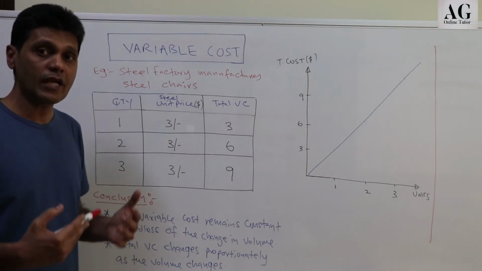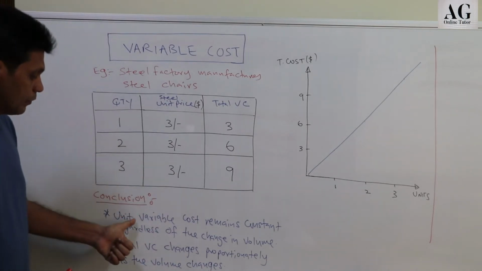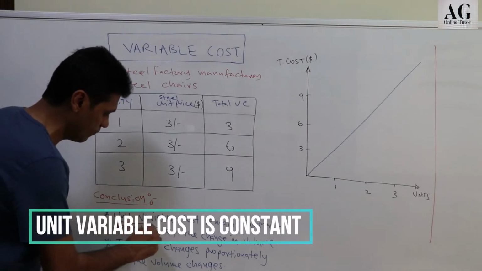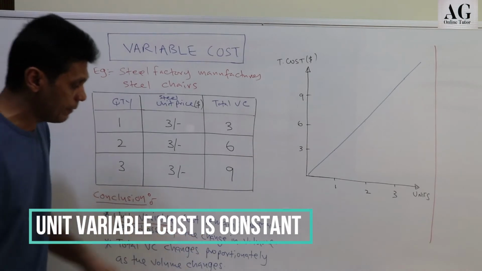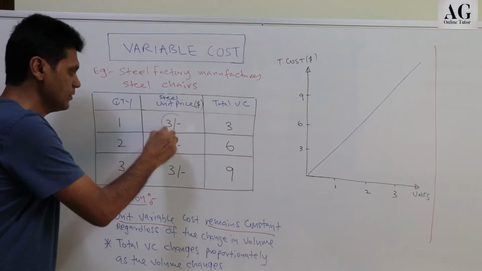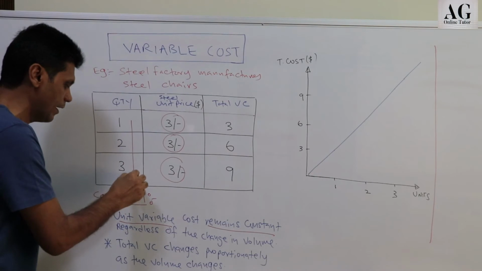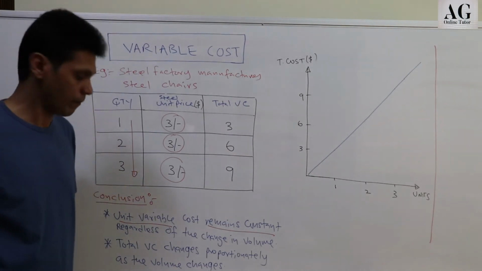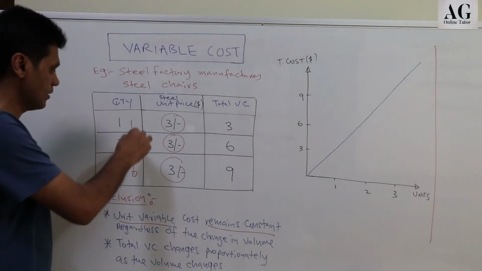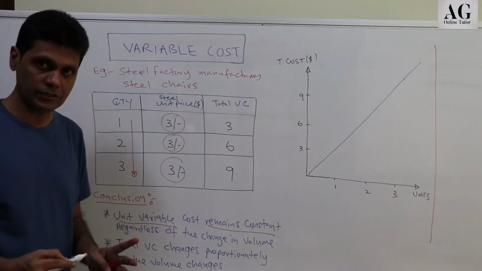What is the conclusion that we can draw? The first conclusion is the unit variable cost. Please remember, the unit variable cost remains constant. This cost will remain constant regardless of the change in the volume. So regardless of change in the volume, the unit cost is going to be constant.